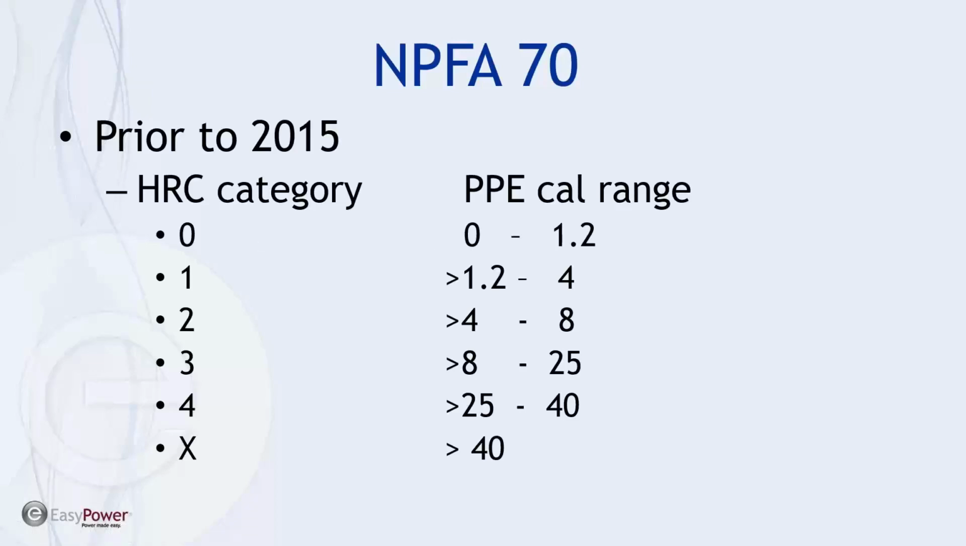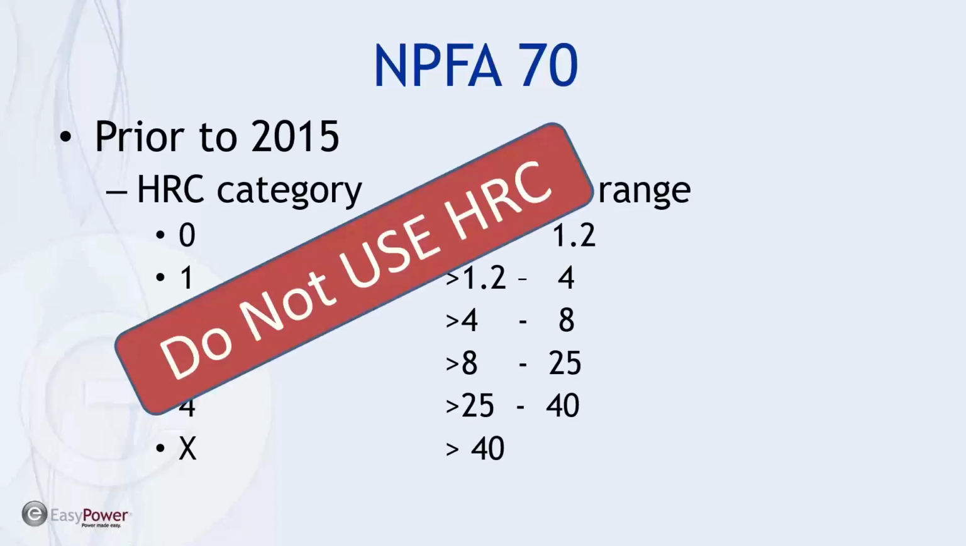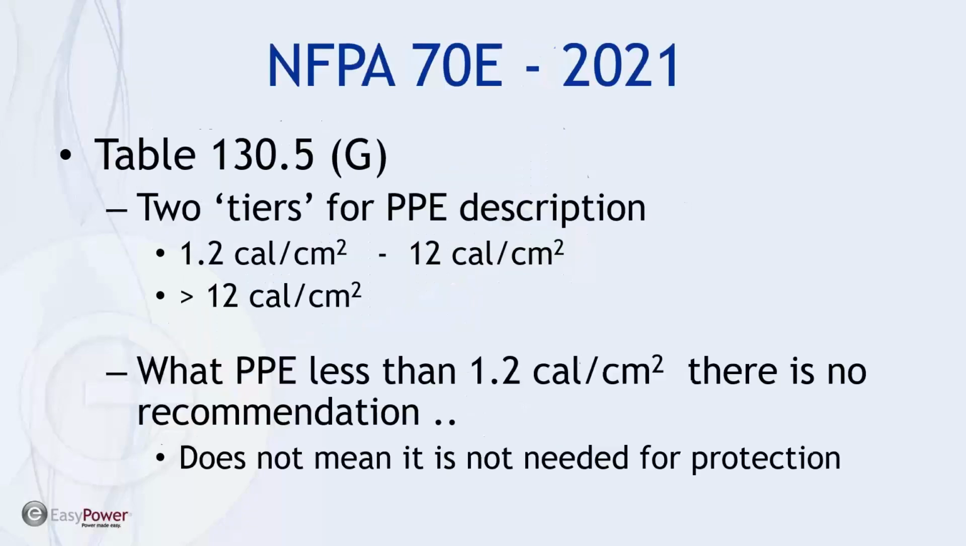Greater than 40 calories was do not approach, do not do hot work, and the 0 calories was basically a minimum PPE rating. Well, with the advent of the update, actually started in 2012, but with the 2015 version, there was an emphatic suggestion that we do not use not only this table, but we don't even use the description HRC. That kind of left some of us in a quandary because we had patterned our safety manuals after this description and these categories. So there was some light at the end of the tunnel in the use of a site-specific category, and I've covered that in the previous discussion.